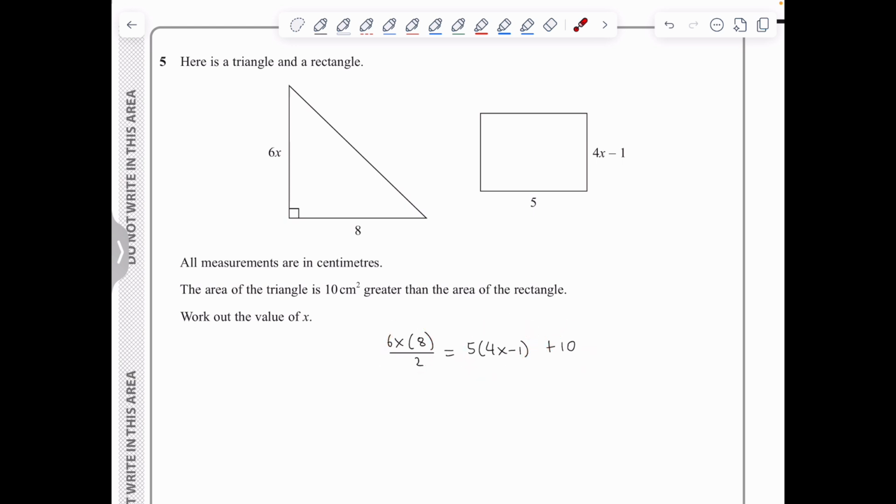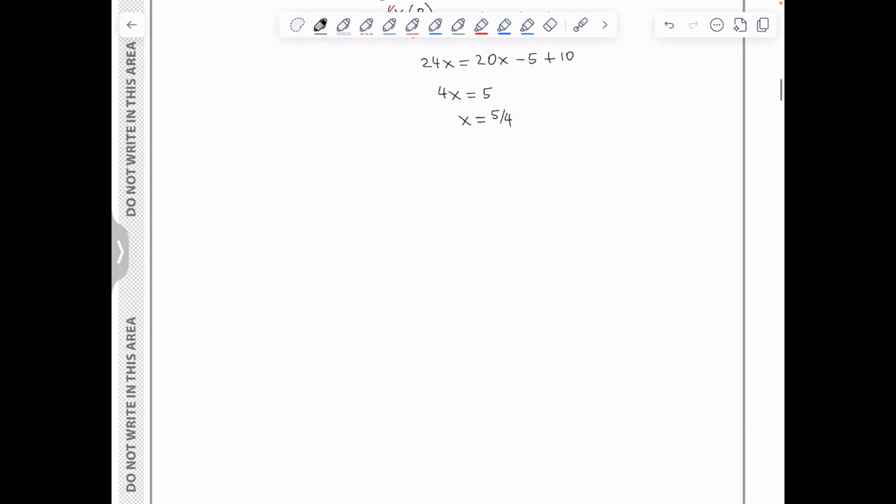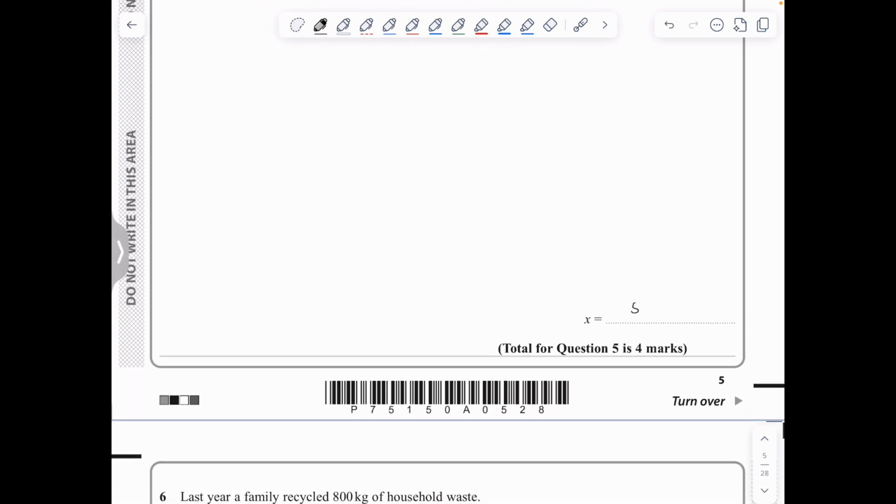So I see that the 6 with the 2 simplify to leave me a 3 in the numerator. And if I expand the brackets, I get 24x is equal to 20x minus 5 plus 10, leading to 4x is equal to 5, and therefore x is 5 over 4. So my final answer is that x is equal to 5 over 4.